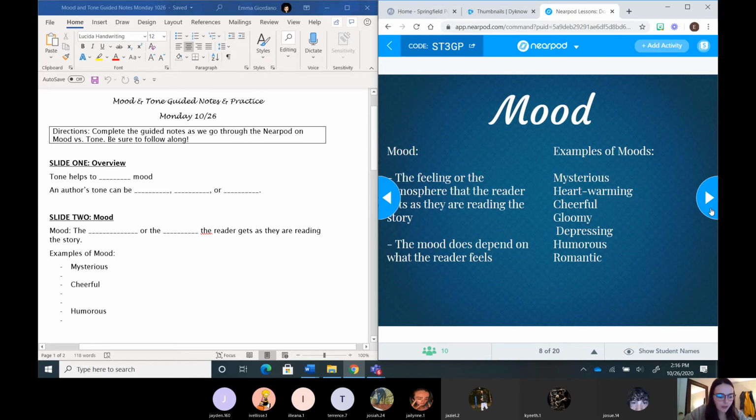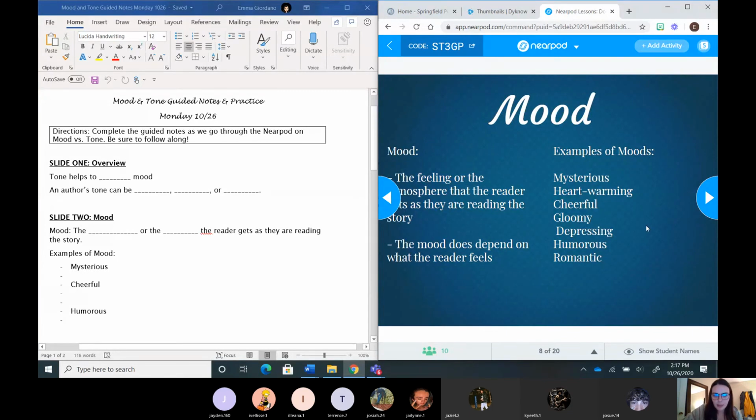For instance, when we read The Landlady or when we read Lamb to the Slaughter, there's a lot of times in those stories when the vibe or the mood is very mysterious or dark, right? Because they're mysteries, they're suspenseful stories. So a lot of the time, the mood that I'm getting is this mysterious, dark, suspenseful mood. That's because of the way the author is writing the story and the tone they're taking. So the mood is the feeling or the atmosphere the reader gets as they're reading the story.